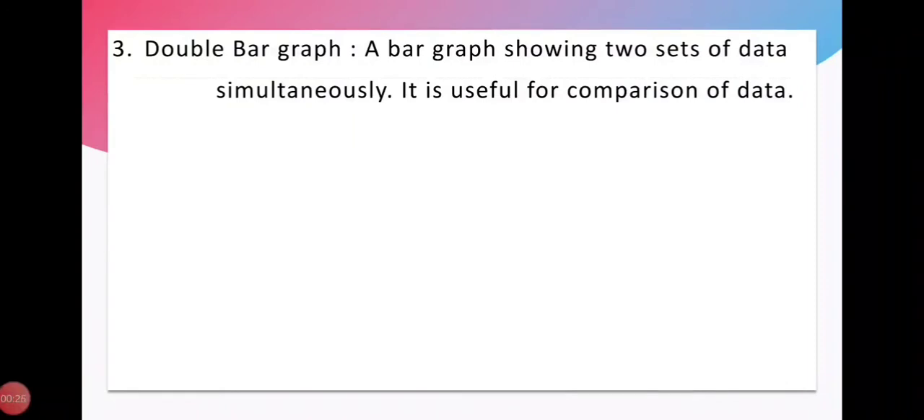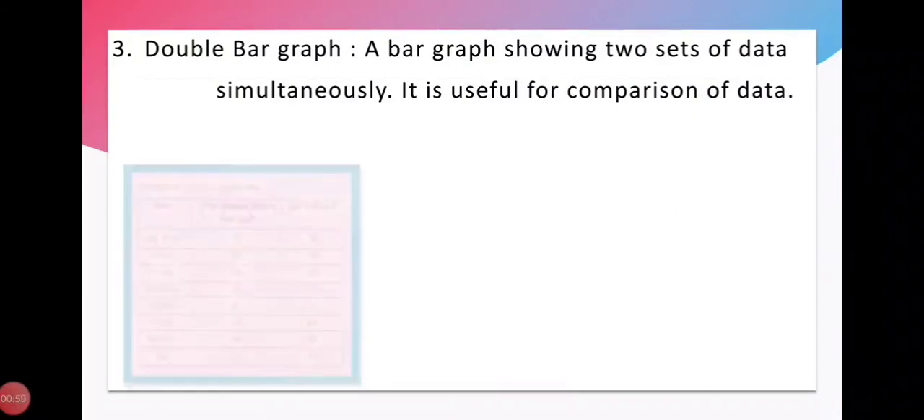Suppose you want to check the temperatures of two cities of last week, or you want to check the rainfall of the last 5 years of two different cities, then such a type of graph is useful. So it is a bar graph where two sets of data together are represented, and it is useful for comparison of data. Let's see the example.